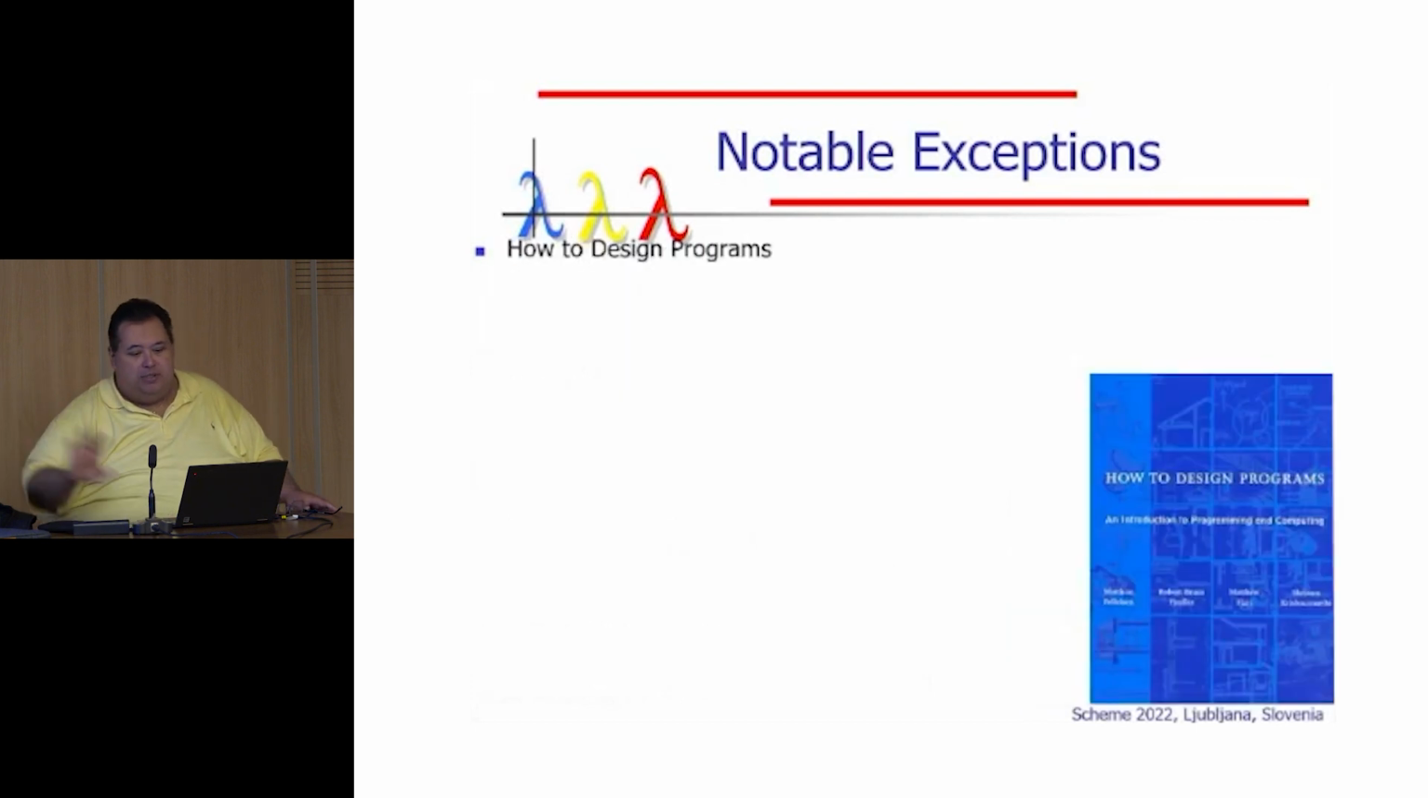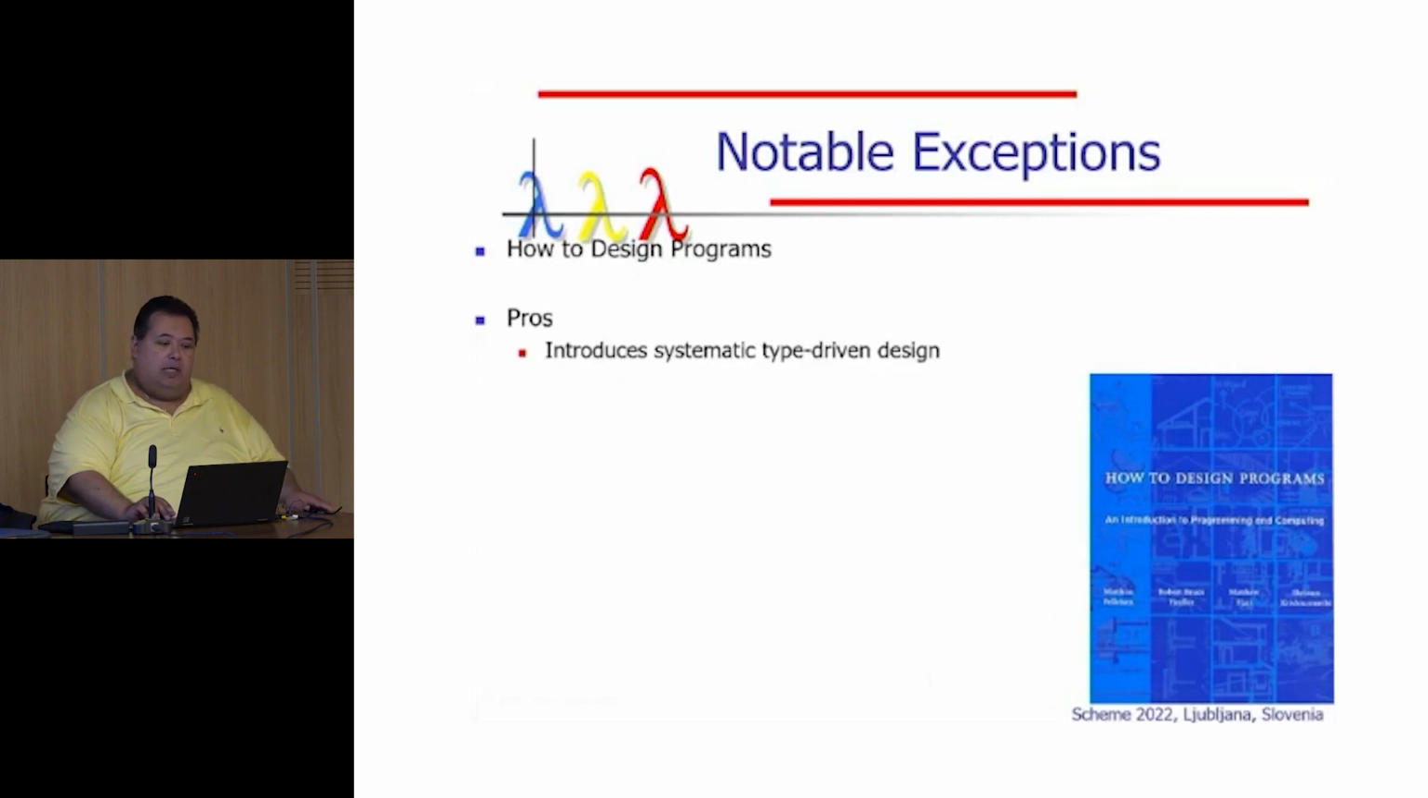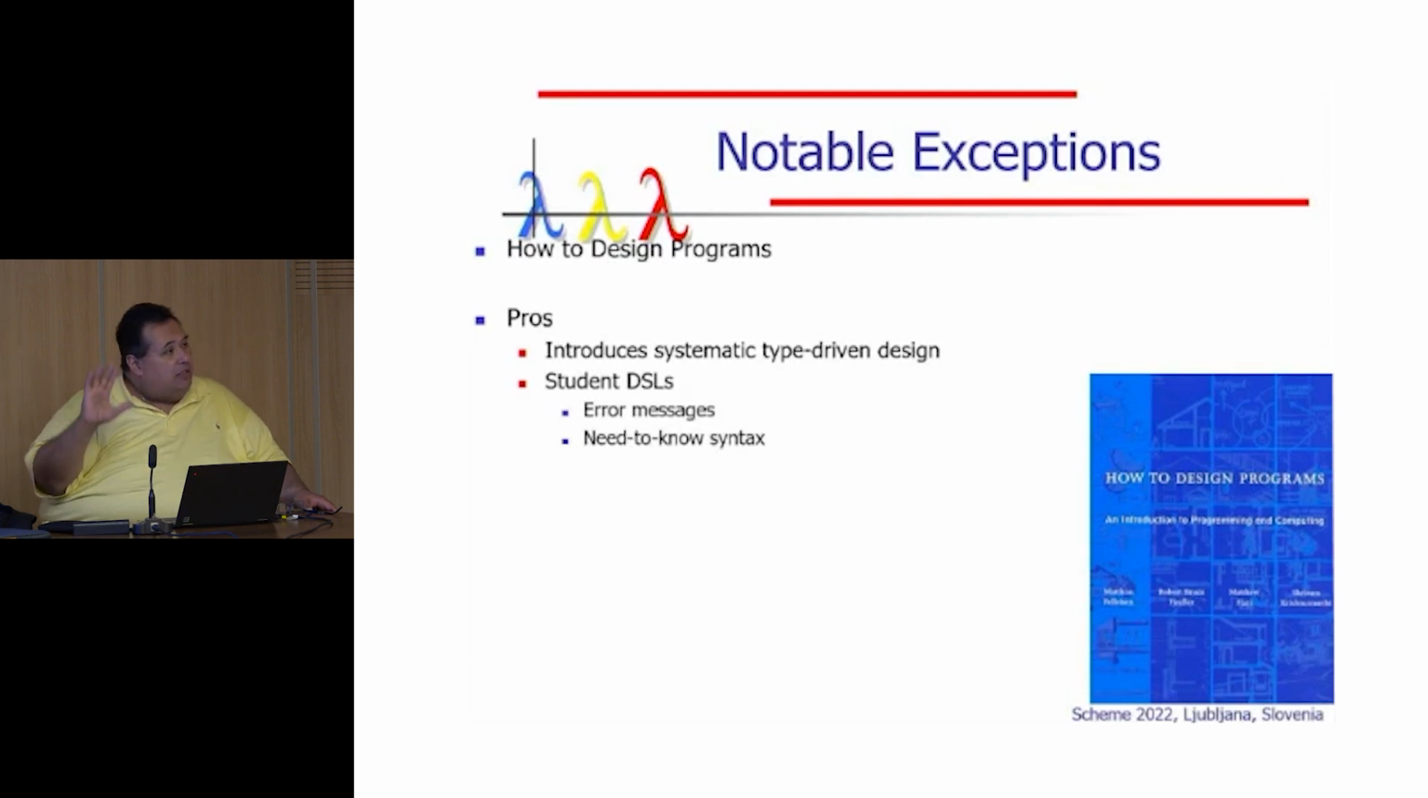So another notable exception is How to Design Programs. How to Design Programs takes all of these ideas and unites them. So it has a lot of pros. It introduces systematic type-driven design, and about half of the book is dedicated to that. Structural recursion: follow the shape of the data, and it tells you what the shape of your function should be. It has these wonderful domain-specific languages, specially made for students, that have great error messages that are comprehensible to students. Sorry, Simon, unlike Haskell, where you forget to put a plus and you get some error that says you broke the functor.